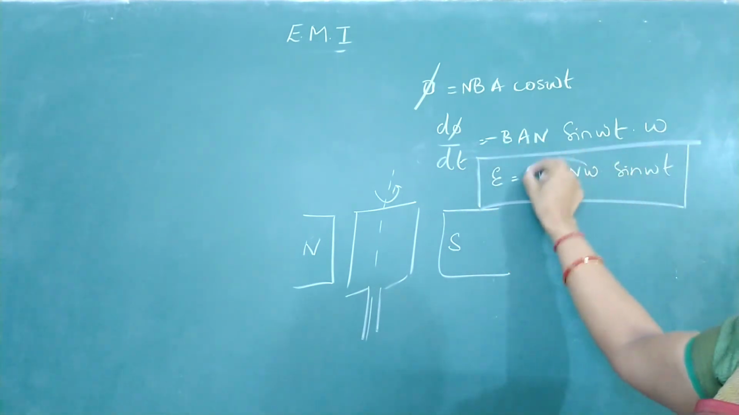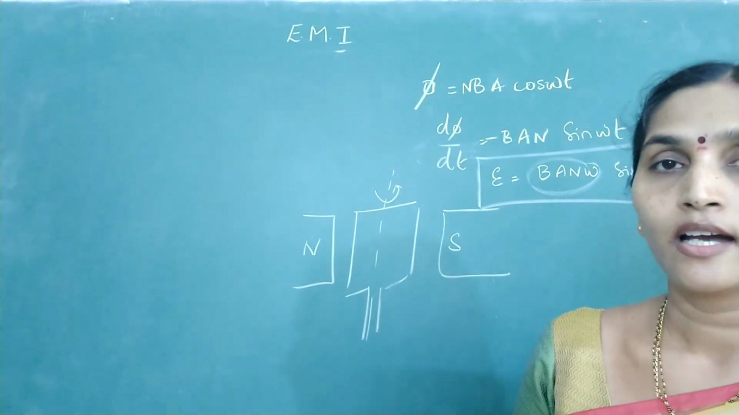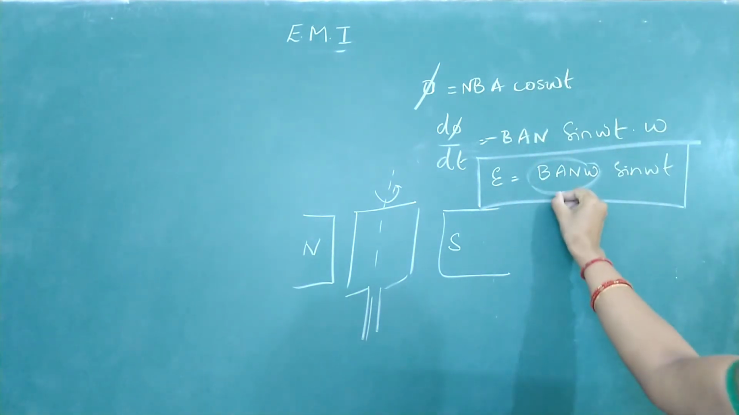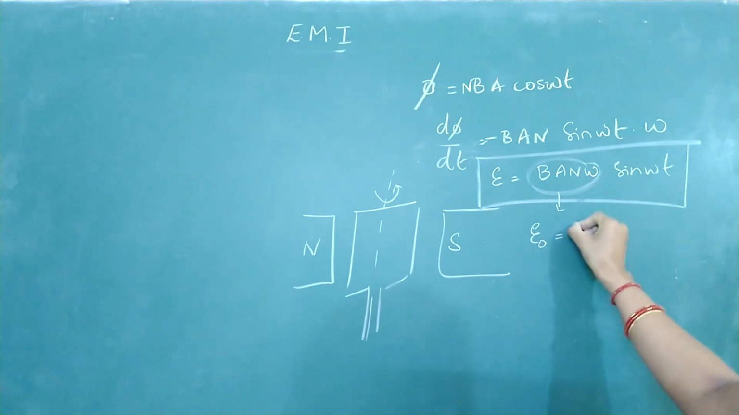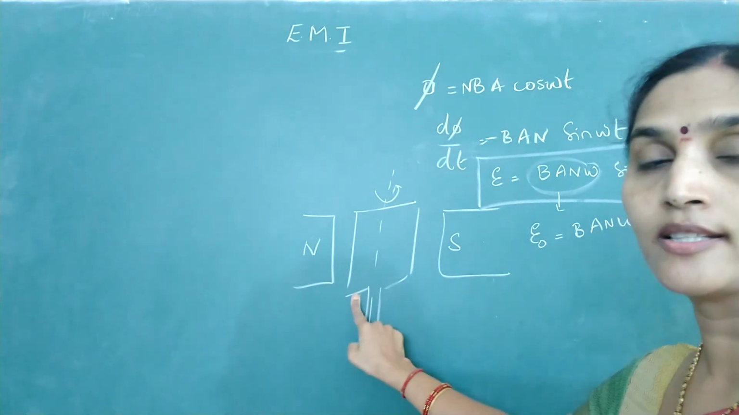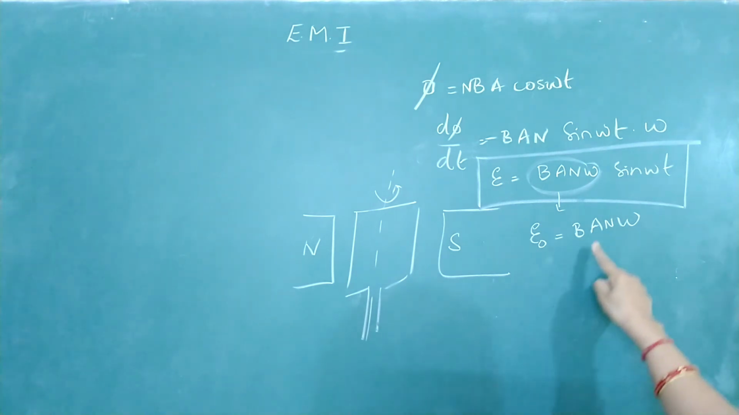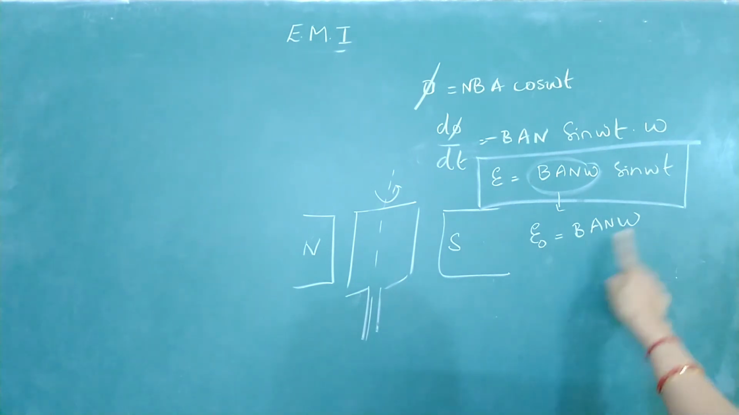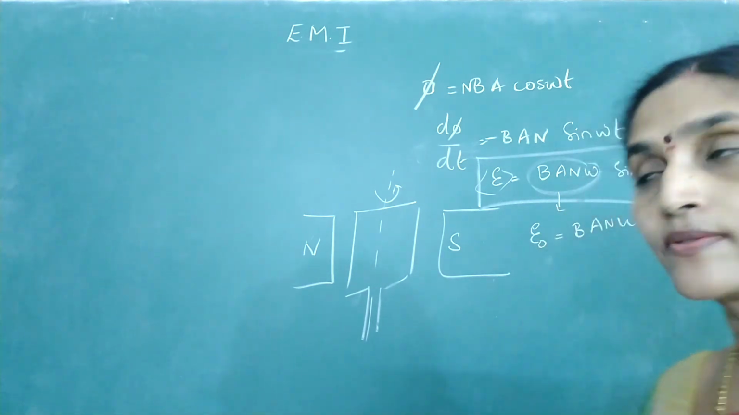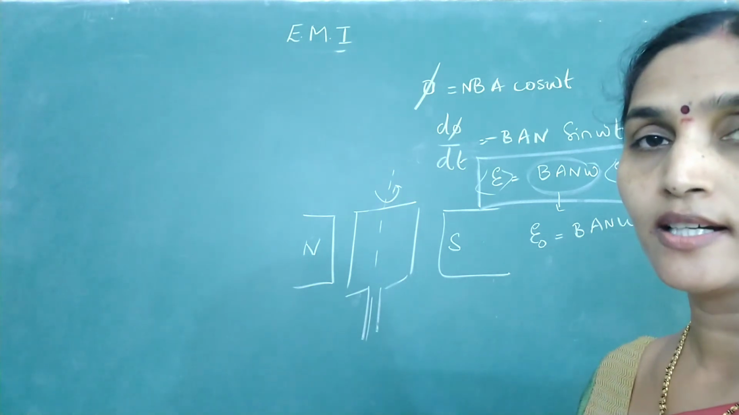Is this sinusoidally varying with time? What do you call the EMF which is sinusoidally varying with time? An alternating EMF. And this term BAN into omega, we call it the peak value of EMF. It is not necessary that they always give you a rectangular coil. Sometimes they give you a circular coil that is rotated. What is the peak value of EMF induced? Peak value is BAN into omega. And what is the average value of EMF induced? Average of sin omega t is 0, so the average value will always be 0.